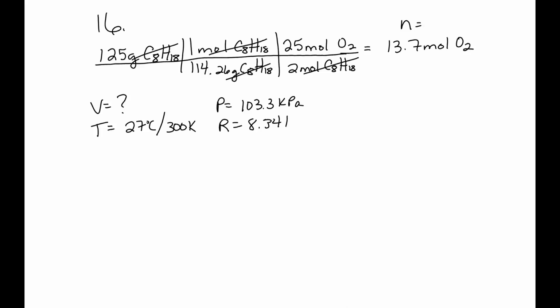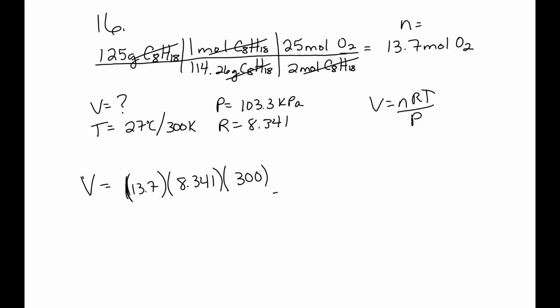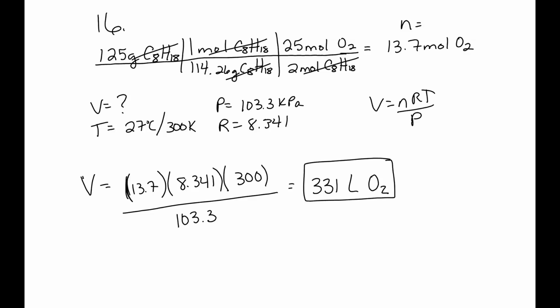Yep. So now we're going to do it, and remember the equation is this. So V equals N, which is our 13.7, and R, which is 8.341, and T, which is 300, all over 103.3. Okay, so when you do this, you get 331 liters of O2. Ooh, that's an awful lot of O2.